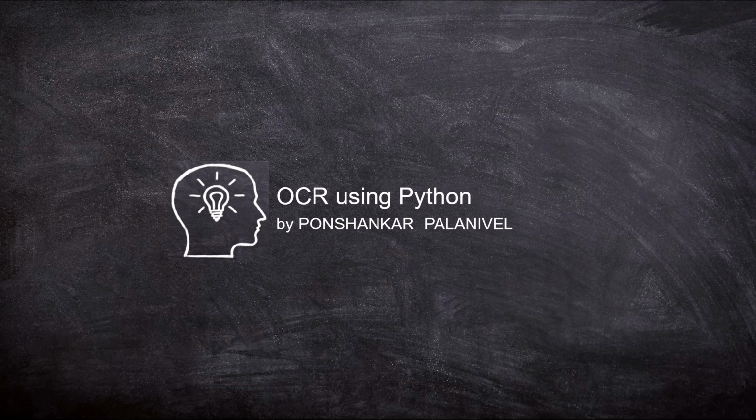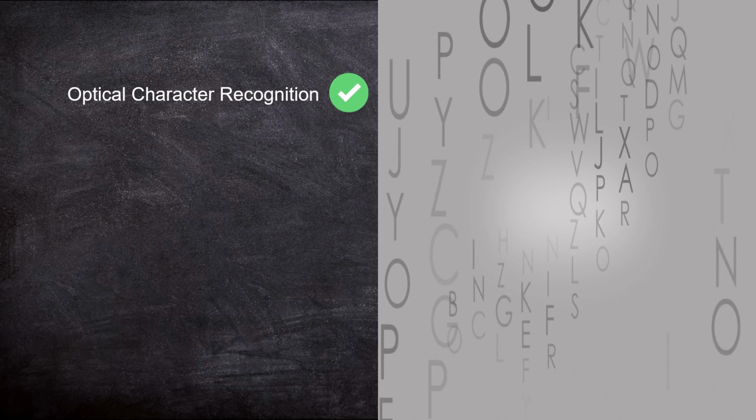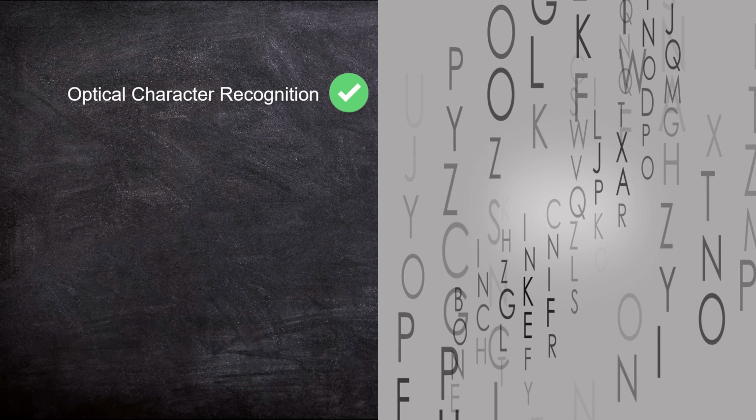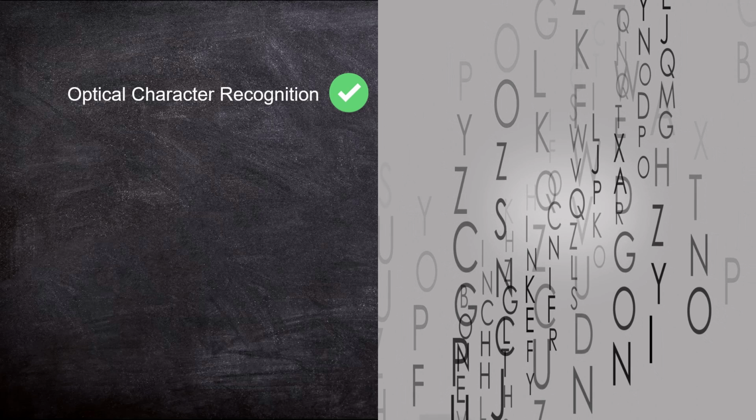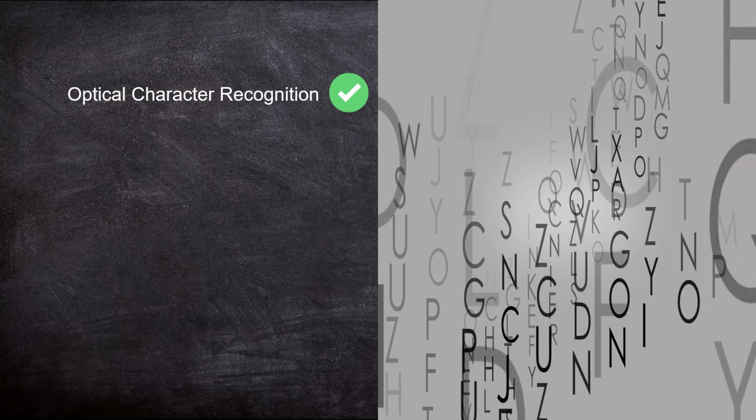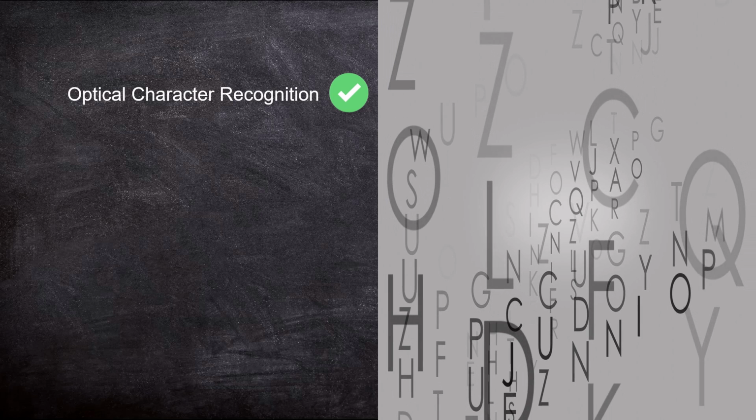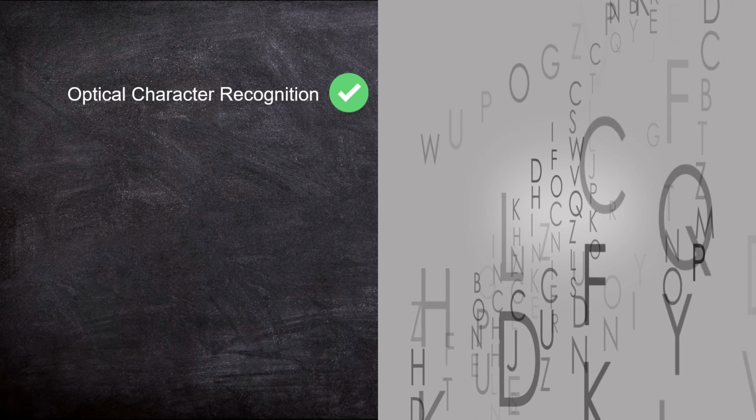Hi, my name is Ponshankar, and in this video we would be looking into OCR or Optical Character Recognition using Python. Optical Character Recognition is a technology that is used to recognize text in images. It is used to convert typed, handwritten or printed text into machine-readable text.